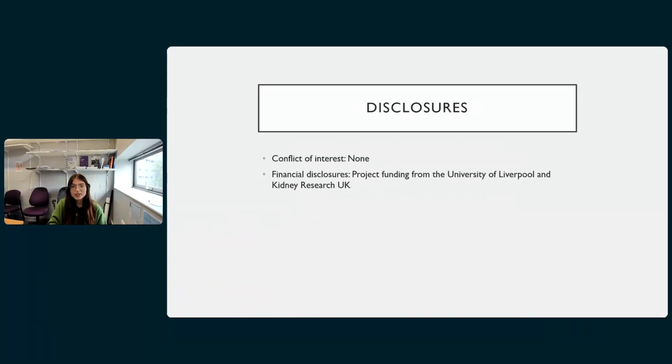So just my disclosures, I don't have any conflicts of interest, and my project is funded by the University of Liverpool and partially funded by Kidney Research UK.